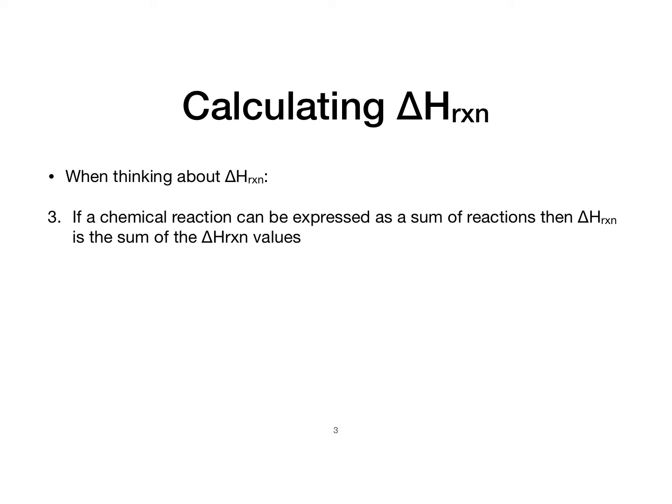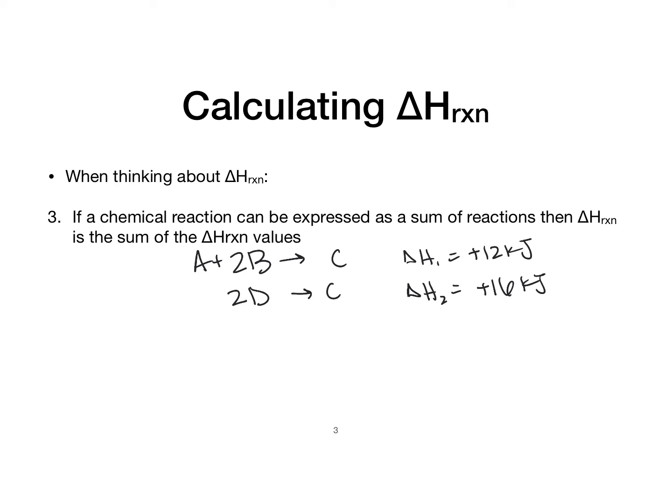So when we think about delta H, if a chemical reaction can be expressed as a sum of reactions, then delta H reaction is a sum of the delta H reaction values. So what does that mean? If we know that A plus 2B gives us C, and delta H1 is equal to plus 12 kilojoules, the plus is unnecessary, just present. And we also know that 2D goes to C, and this is delta H2, and that's going to give you plus 16 kilojoules.